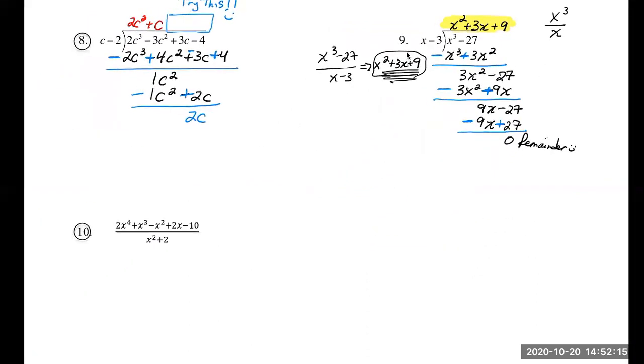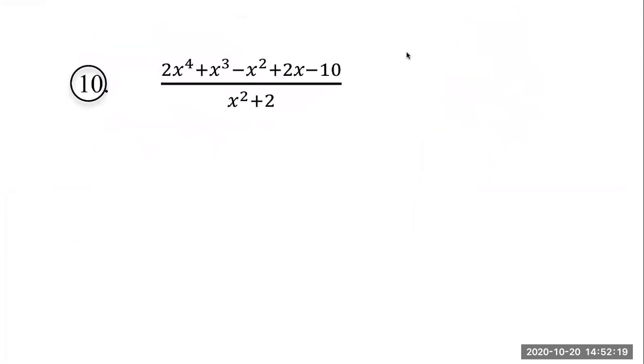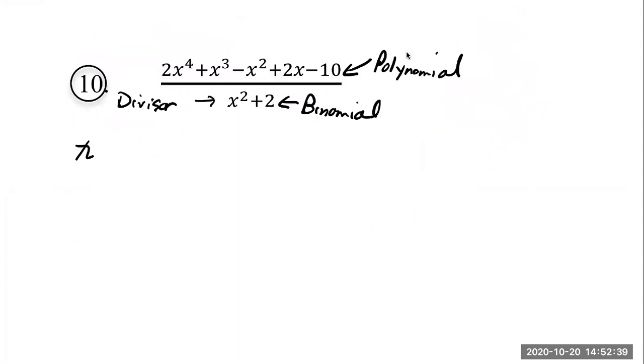The last one for long division is this one. To divide, this is a binomial, 2 terms. And then this is a polynomial, many terms. We can set it up first, the divisor. The divisor is the part in the bottom. The divisor goes on the outside of the box. And all this stuff goes on the inside.